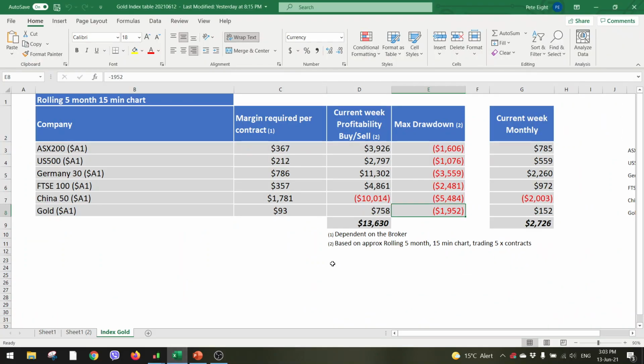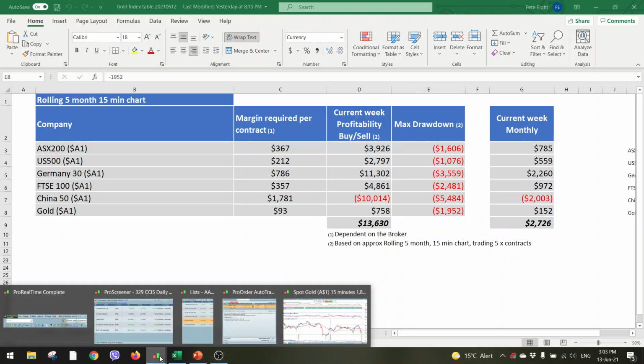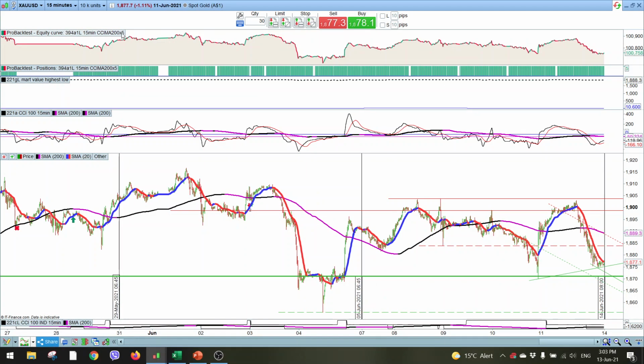Let's review the summary table of results of income. So these are the margins required per each contract as you trade these in CFDs. This is the profitability gained over the 5-month period, the maximum drawdown required from each of those trades, and the approximate monthly income, which is basically that divided by 5. It's about $2,700 a month in income if you traded 5 contracts. Remember, we're trading 5 contracts in each of these theoretical trading examples.